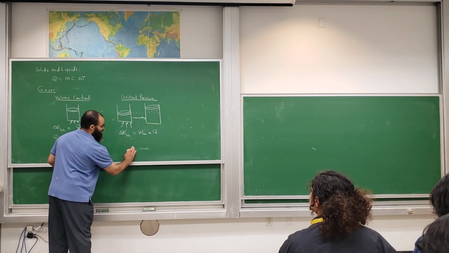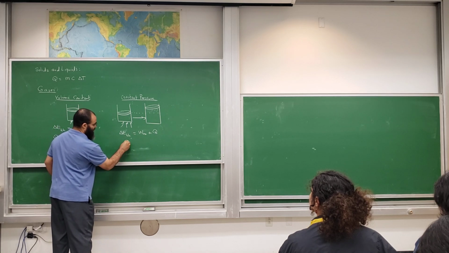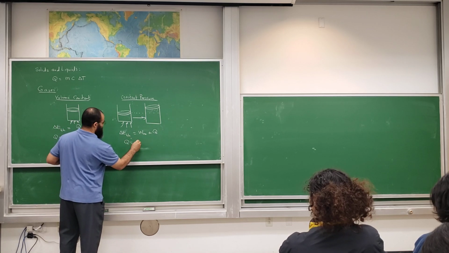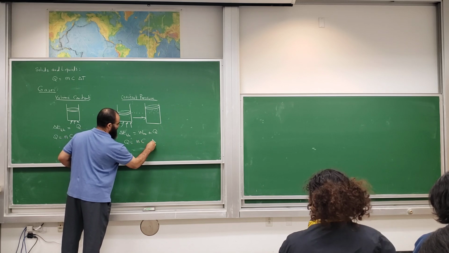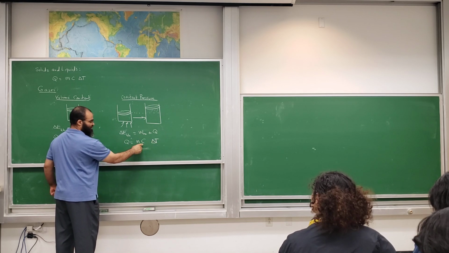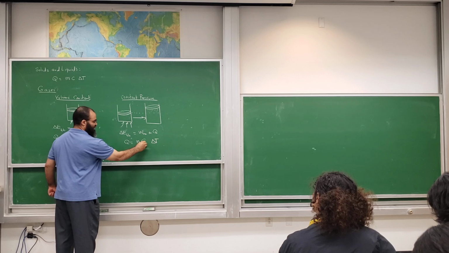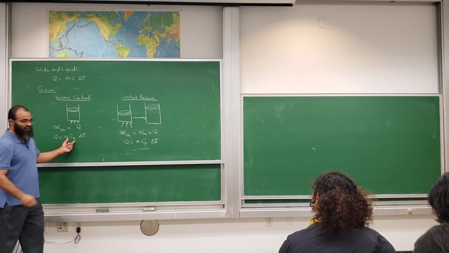That leads us to write the following. Q, very similar to this, is going to be n C delta T, but because the pressure was constant, this specific heat is going to be different from this one.